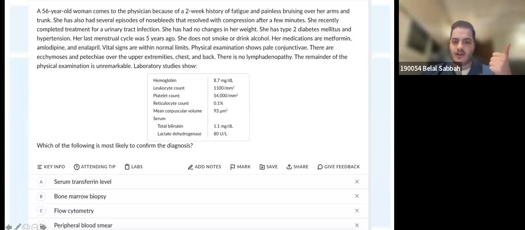Okay, so that's one of the drugs. Yes. But now, see, this is very tricky, right? I want you to catch this. She recently completed treatment for a urinary tract infection.